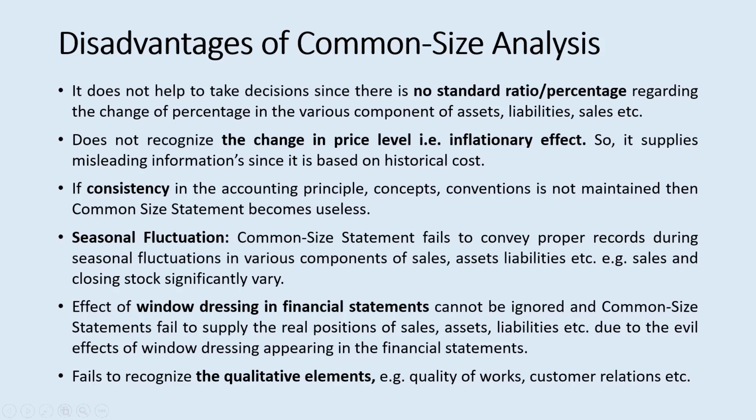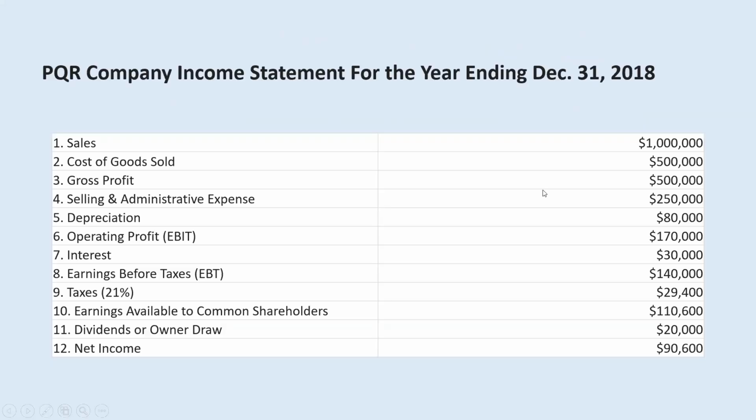So let's see these financial statements. So this is the PQR company's income statement for the year ended 31st, 2018. So you can see different line items in the income statement. Now in the next slide, I'm going to show you how we have prepared the income statement with these PQR figures and how we can create the common size income statement.